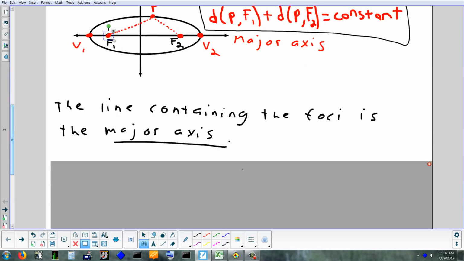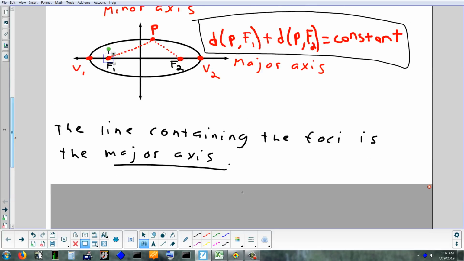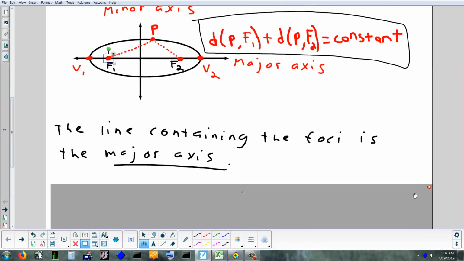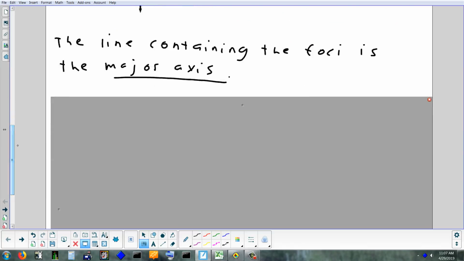All right. So the line that contains the foci, that's called the major axis. So line that contains the foci, major axis. So in the beginning, there's a lot of different terms we have to go through. Well, once we go through them, there's no vocabulary after this first page.